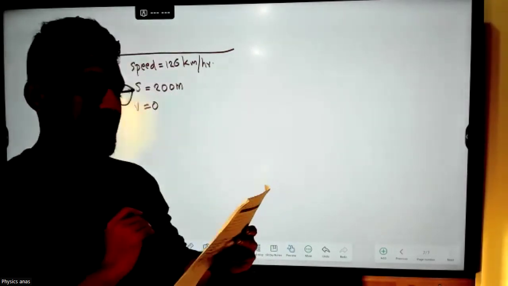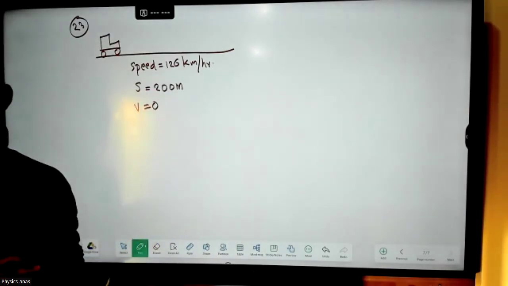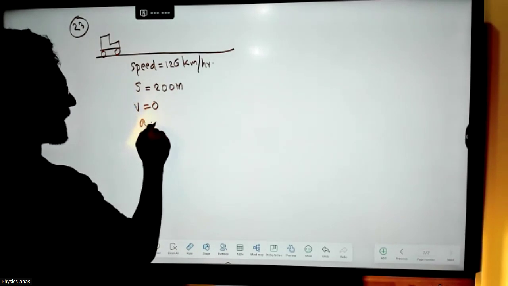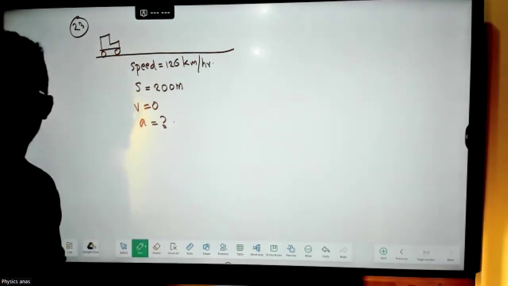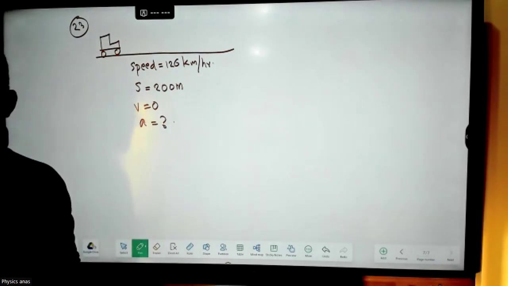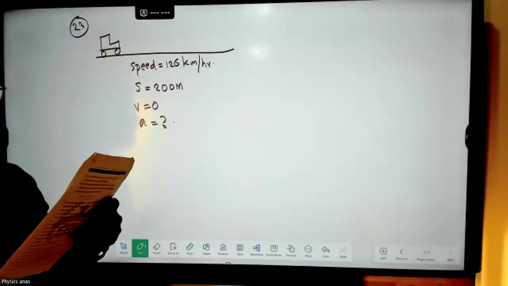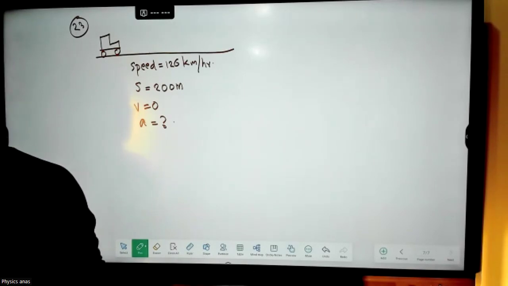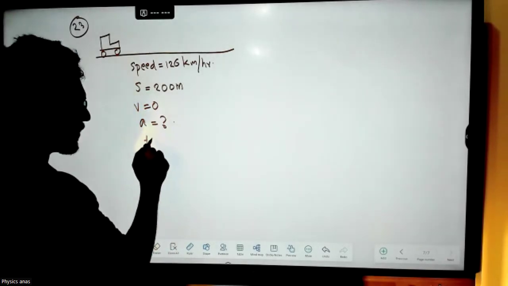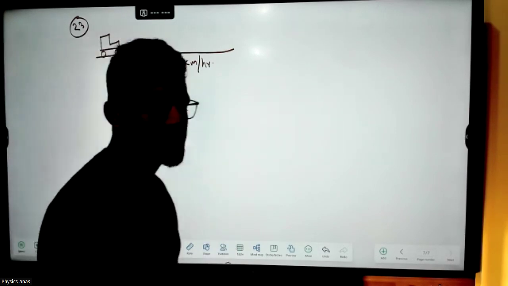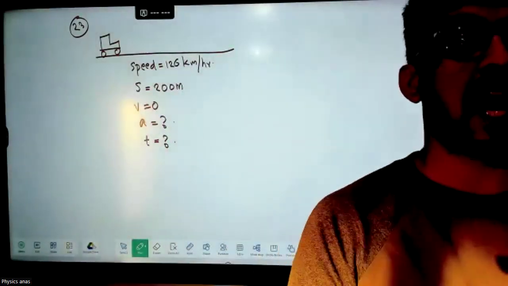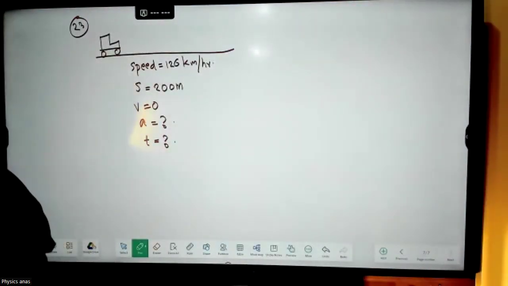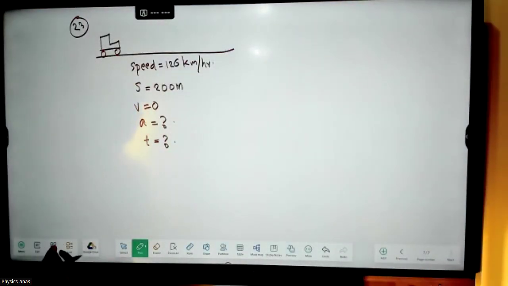And what is the retardation of the car? That's acceleration with a negative sign. What is the retardation of the car and how long does it take for the car to stop? With what time the car will stop? That's the question. How can we do this question?